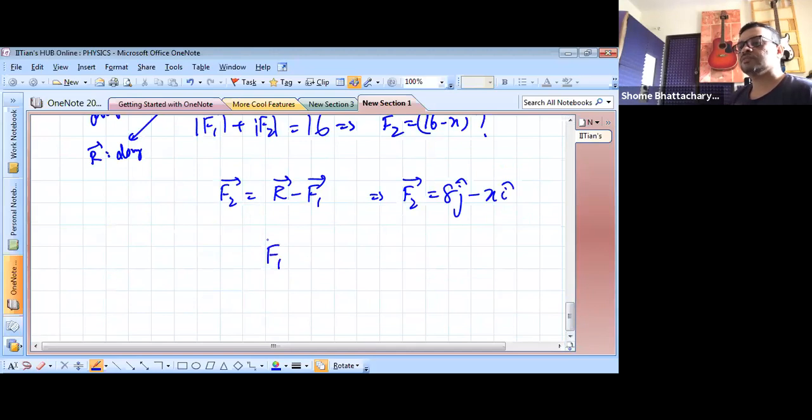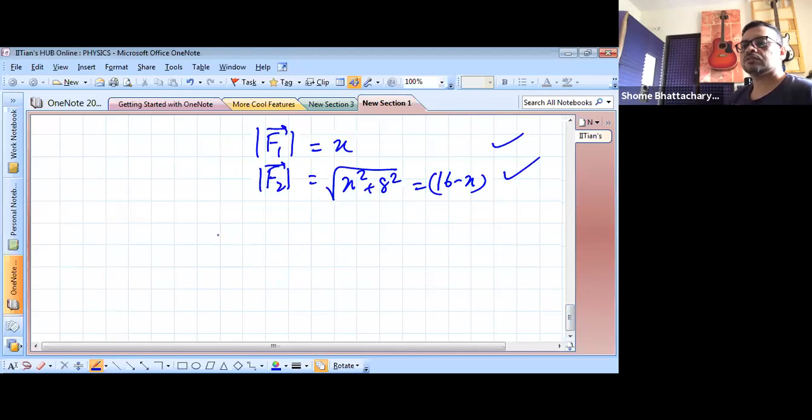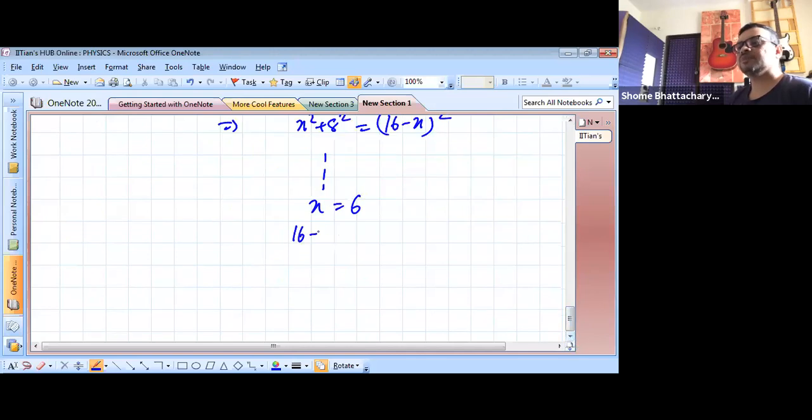So F1's magnitude is x. F2's magnitude is square root of x square plus 8 square, which is also 16 minus x. So now we can find out x from this. So x square plus 8 square is equal to 16 minus x whole square. To solve this whole equation, we'll get the same thing. We'll get x as 6. So that means 16 minus x should be equal to 10.